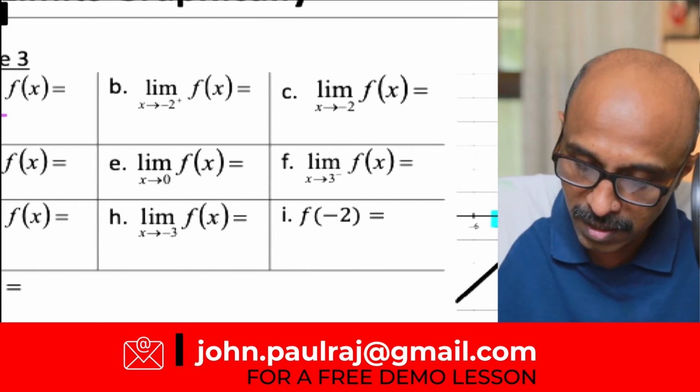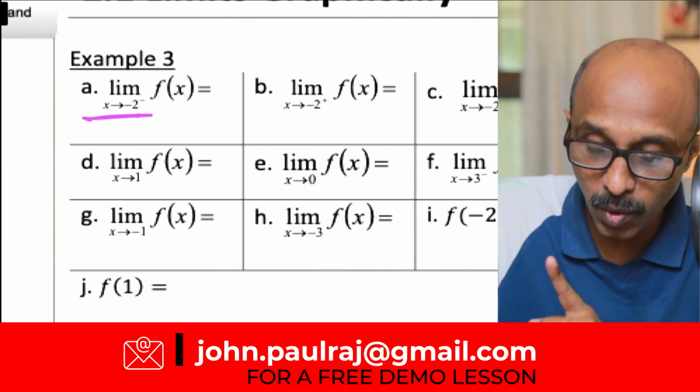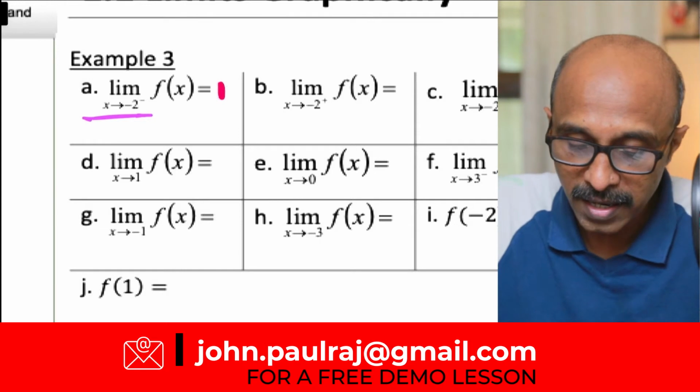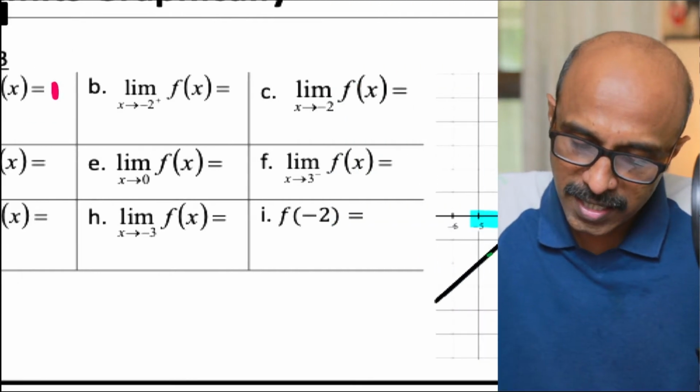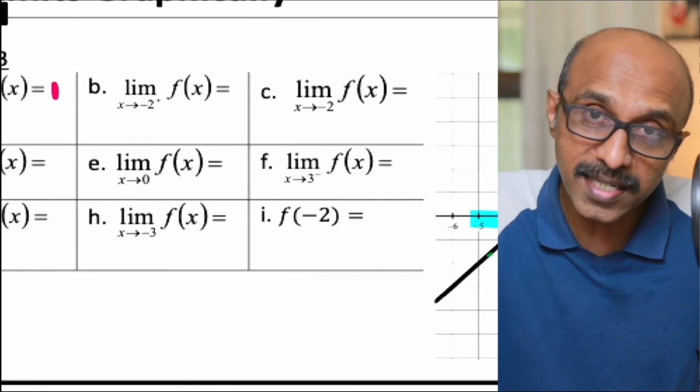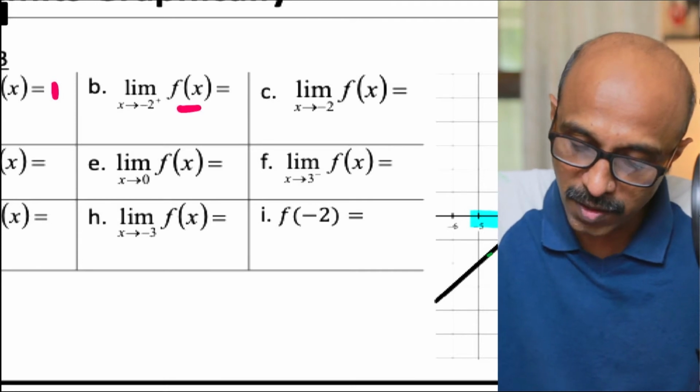So the answer is 1. The function is not necessarily equal to 1 there; we're just interested in what it's approaching. Next one: the limit as x approaches -2 from the right-hand side. That plus means the right-hand side. Let's look at that.